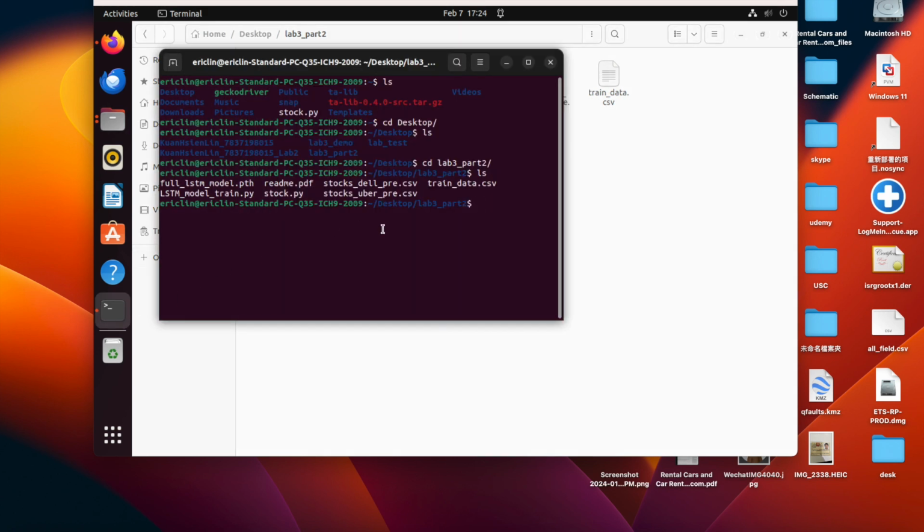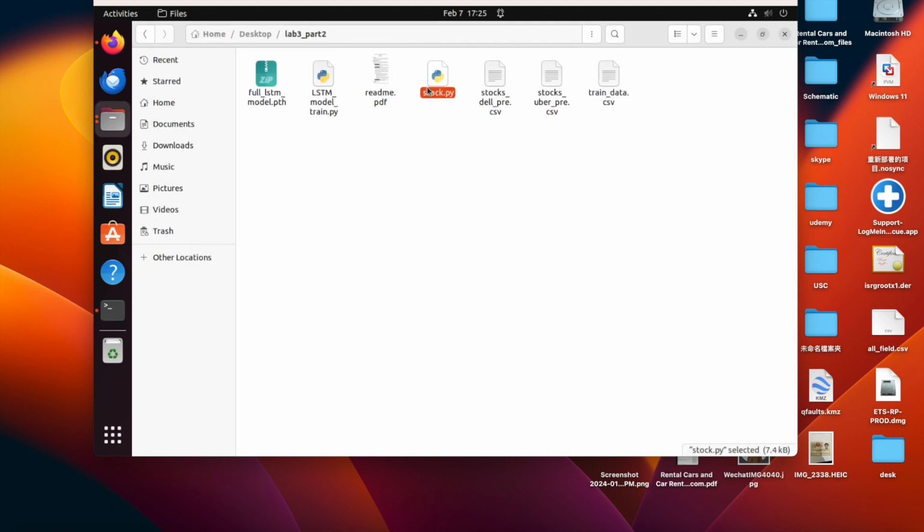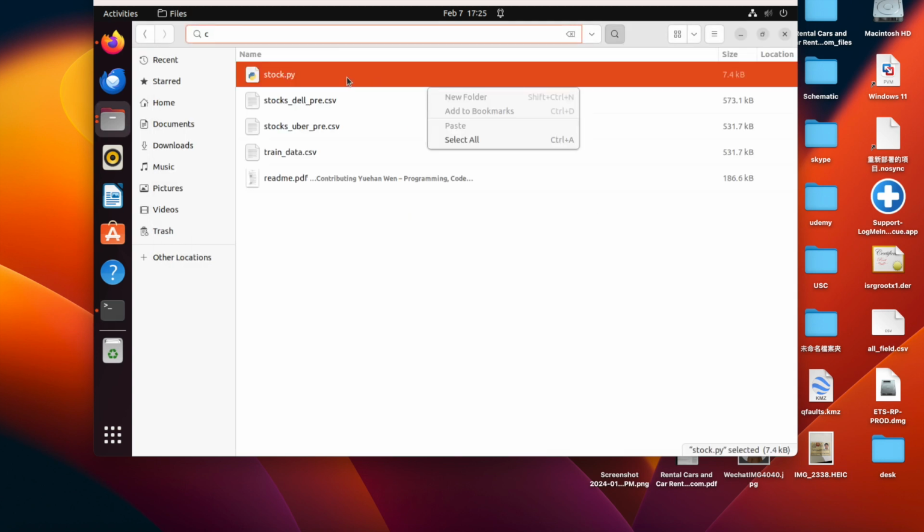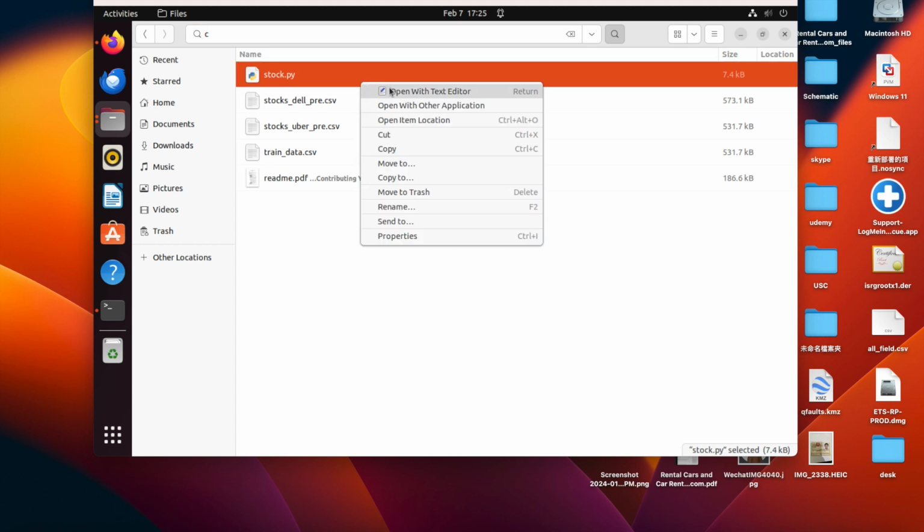So now we open the terminal. I have logged into our current folder, Lab 3 Part 2. And now we open our startup.py to explain our algorithm.